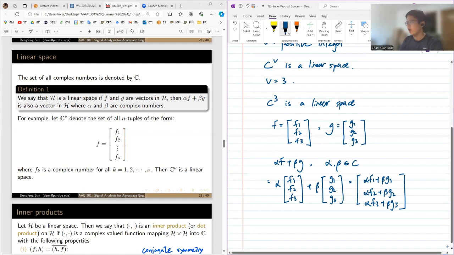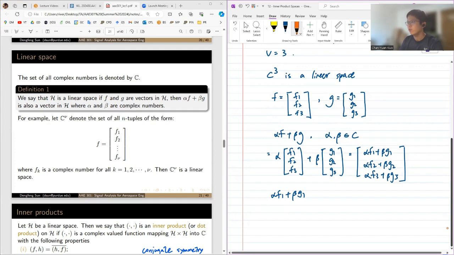And now if every component inside this vector is a complex number, then this implies that C^3 is a linear space. So now let's check if every component inside this vector is a complex number. Here we have the first component, alpha times F1 plus beta times G1. Alpha and F1 are both complex numbers, and we know that the product of two complex numbers will also be a complex number. So this is going to be a complex number as well.